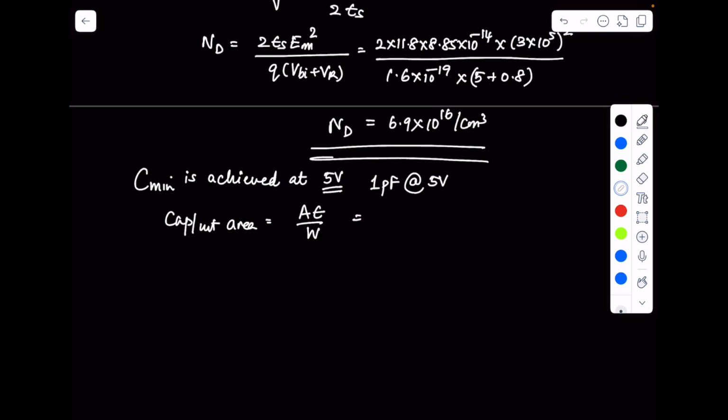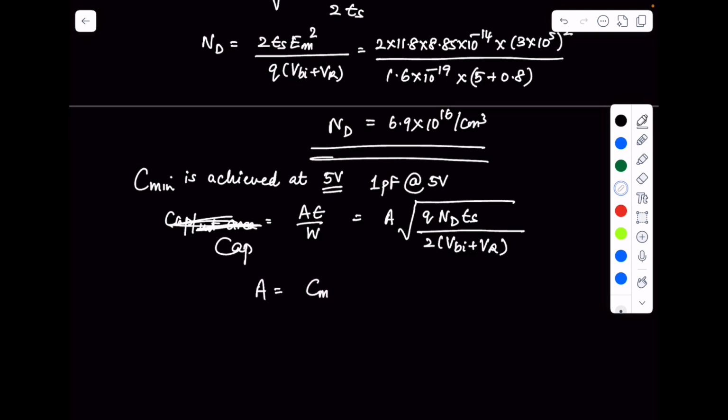Which is A times, if I take epsilon into the expression for W, I'm going to get Q times ND times epsilon S divided by 2 into VBI plus VR, right? So this is not capacitance per unit area, this is capacitance. So the capacitance is given by A epsilon by W, right? So from which, therefore, I can write my A as C min squared into 2 into VBI plus VR divided by Q times ND times epsilon S.